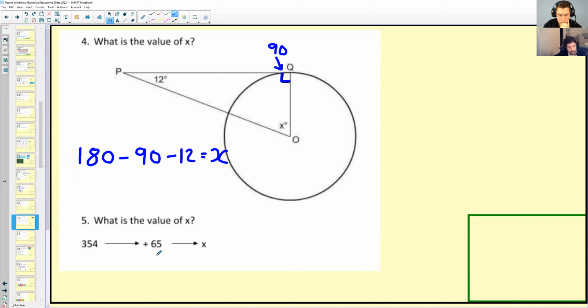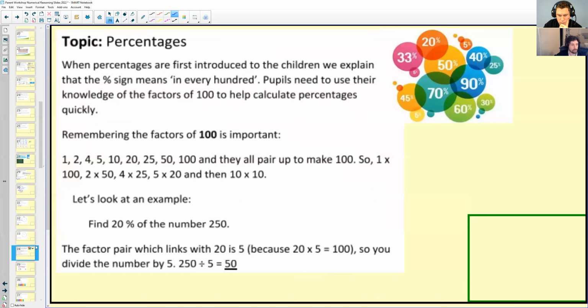So you start with a value, you add 65, that gives you X, in which case X is going to be 354, add 65. Again, having a suitable method, be it column, be it mentally, for you to work out those questions, really useful. And there's a few of the algebra questions, but again, it just shows how with algebra, you can tie in many areas of questions.